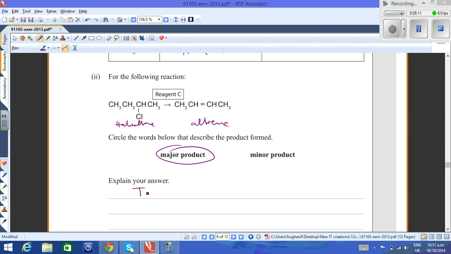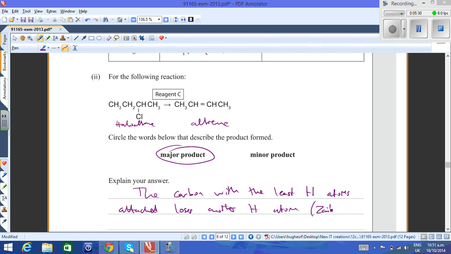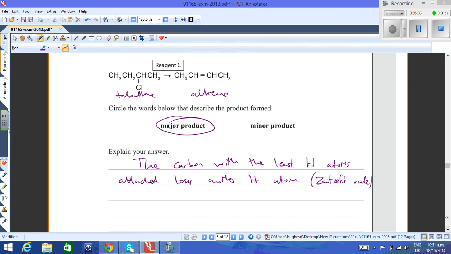because, and this is your answer, the carbon with the least hydrogen atoms attached loses another hydrogen atom, and that's Zaitsev's rule. Okay, so that's why you get that butene as your major product there in that elimination reaction.